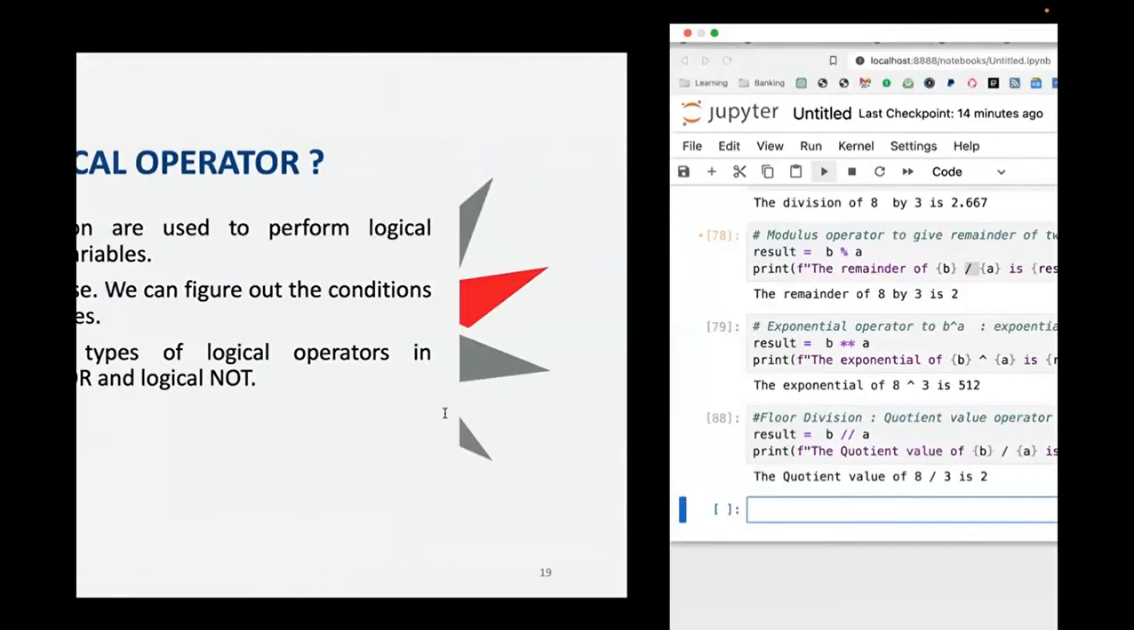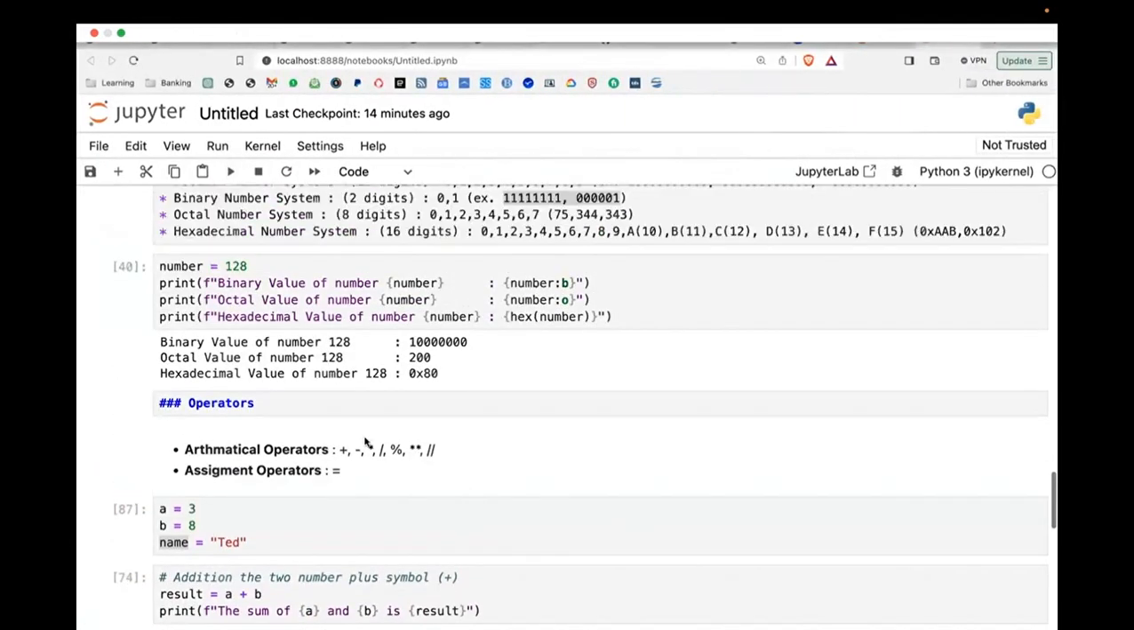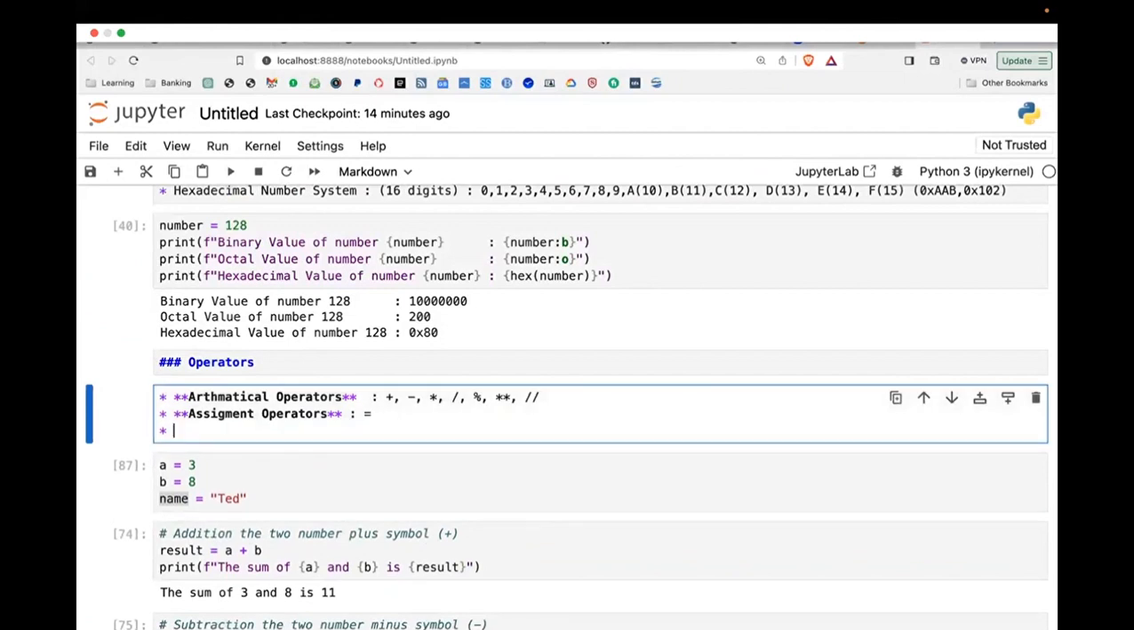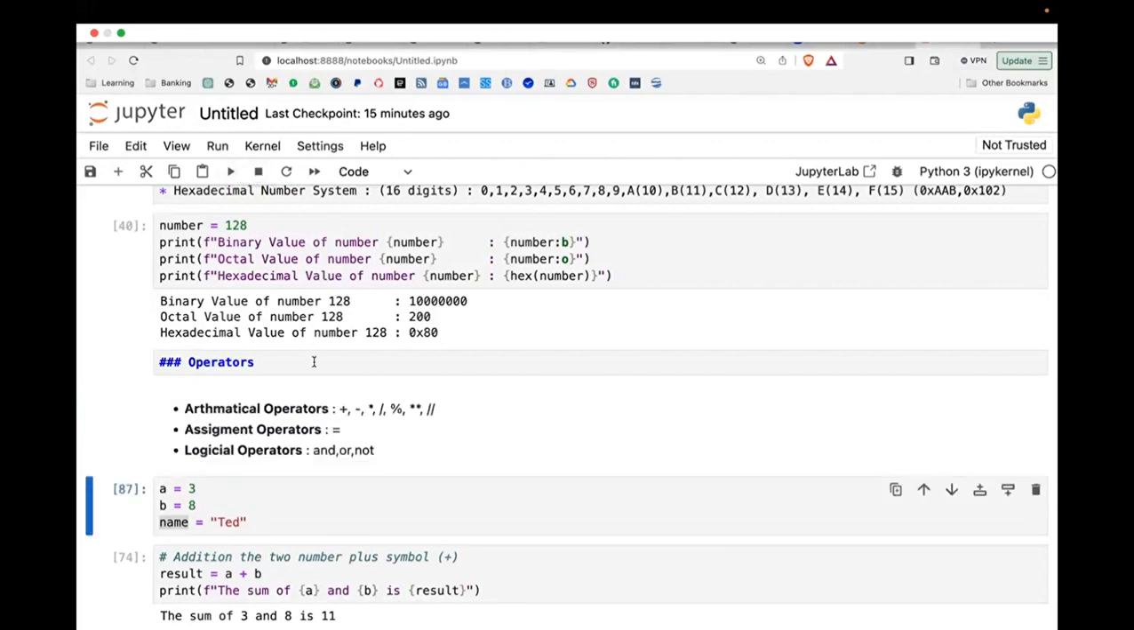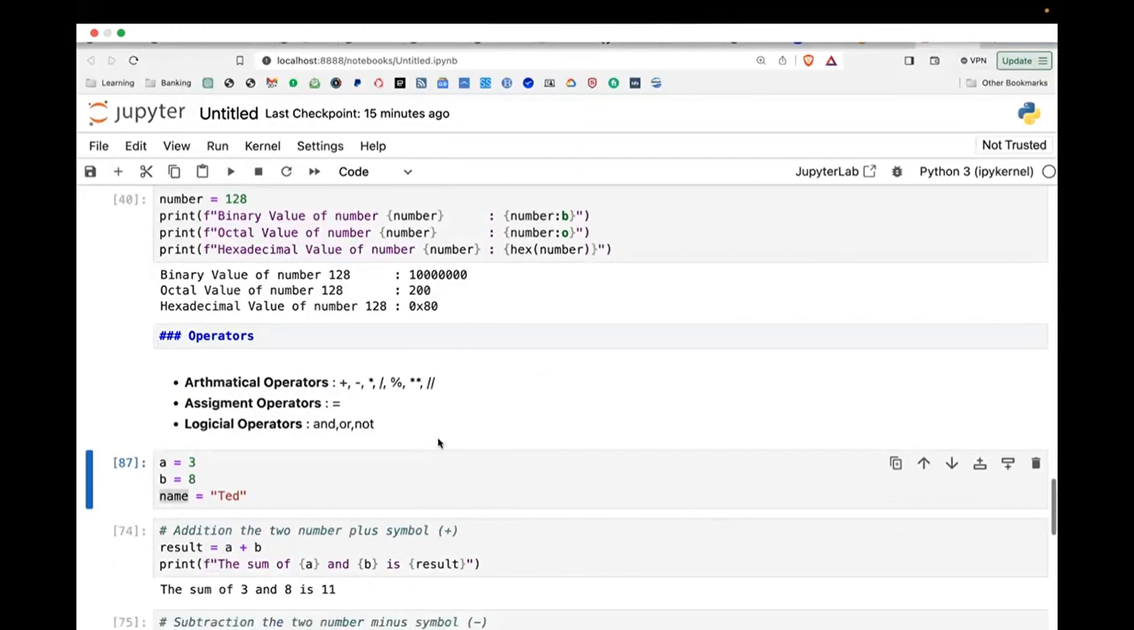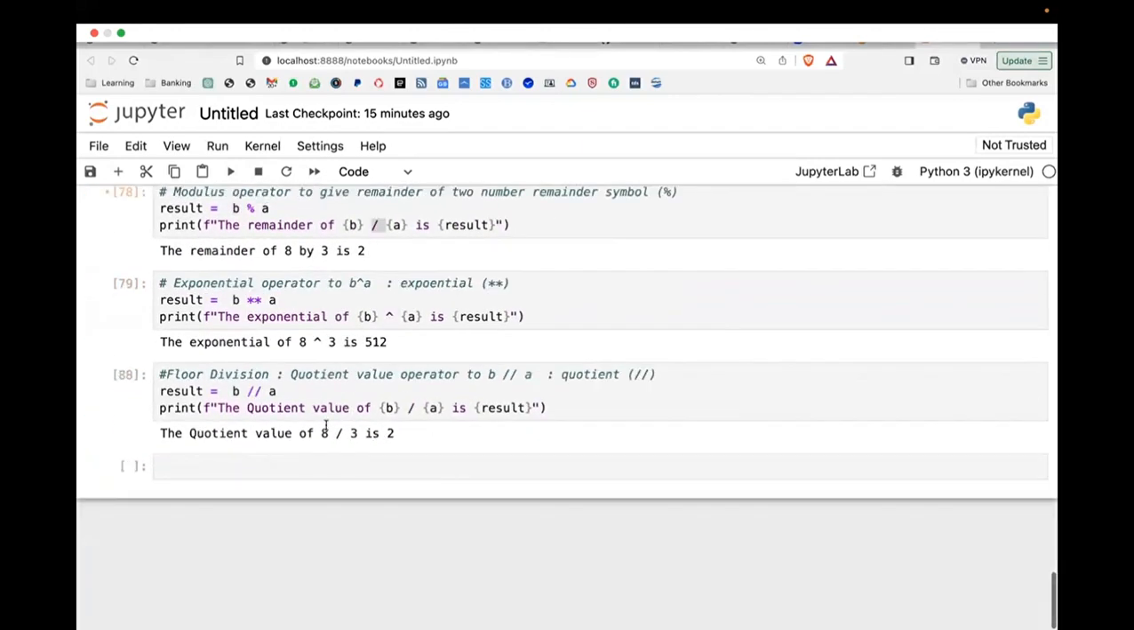So the third topic is called logical operators. What are the logical operators? And, or, not. These are the logical operators. We will be studying them today. What are these operators and how are they used? That we will check out more.